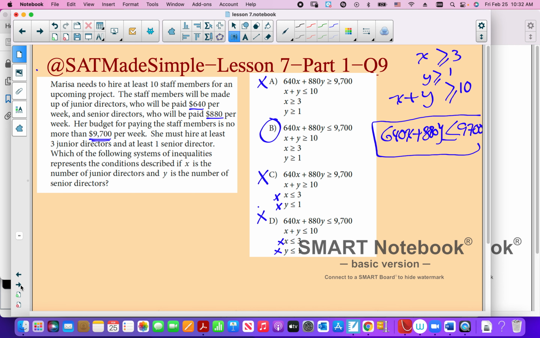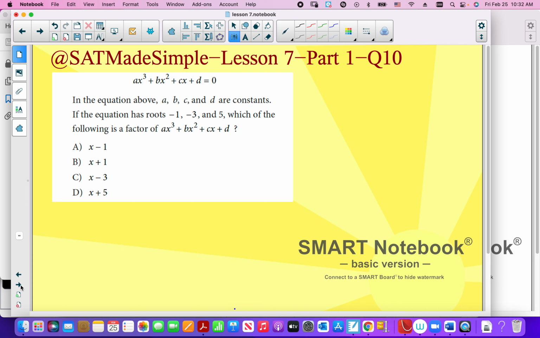Moving to the next question. It tells me in this question that the roots of this cubic function are -1, -3, and 5. Which of the following could be a factor?